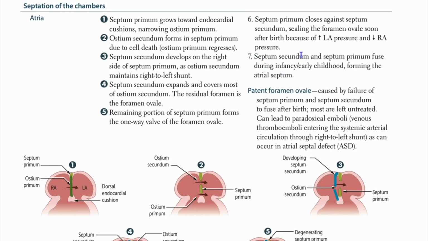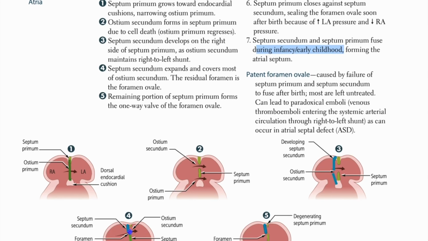Okay, septum secundum and septum primum fuse during infancy or early childhood. Okay, so in early childhood, you still have this valve, not functioning, but it's still open, right? It's not fused to septum primum. So they're saying that it fuses during infancy or early childhood. So this happens after birth. Okay, so forming the atrial septum.